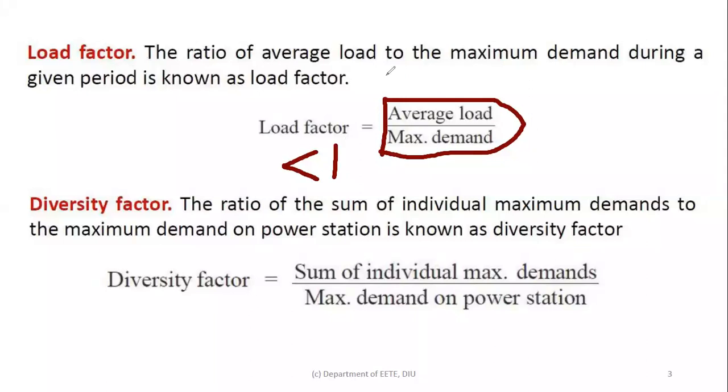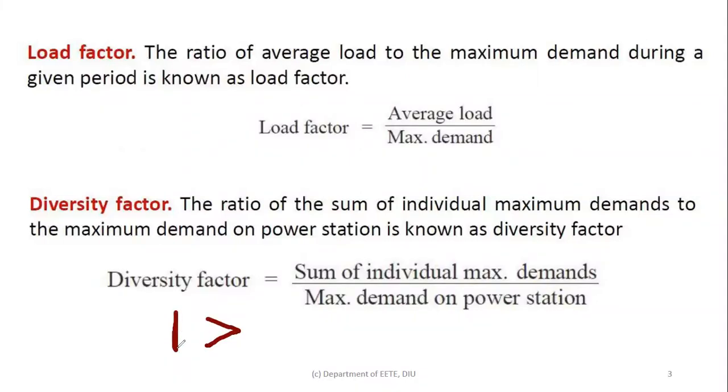Next, the diversity factor. We discussed so much about this diversity factor: the sum of individual maximum demands divided by the maximum demand of the power station. When we calculate the maximum demands individually, definitely the summation will be much higher. But the maximum demand of the power station will not be that value, because we do not use our maximum demands at the same time. So when we calculate the maximum demand for the power station of an area, it becomes less than the summation of those individual maximum demands. So the upper value is higher and the lower value is lower, so the diversity factor is always greater than 1. So the load factor is less than 1, but the diversity factor is always greater than 1.